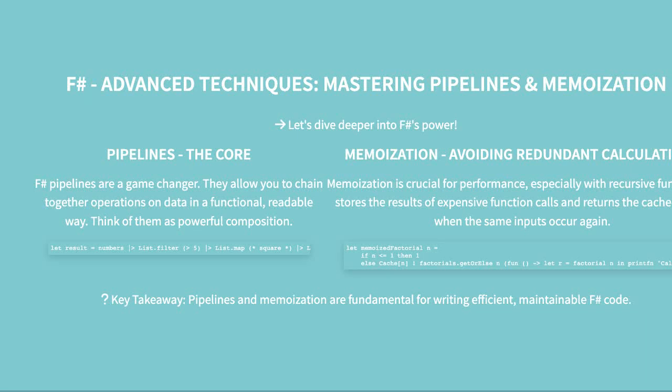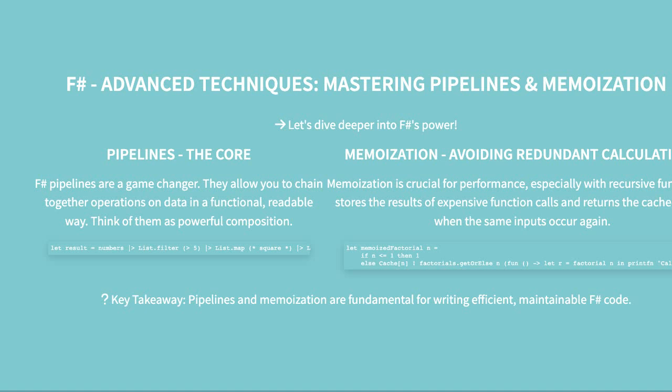Okay, let's talk about some more advanced techniques in F#. We're going to focus on two really powerful concepts, pipelines and memoization. Think of a pipeline as a series of steps you apply to your data, like filtering, mapping, and summing. They make your code incredibly readable by showing exactly what's happening at each stage. We'll see an example that demonstrates how easy it is to chain these operations together.